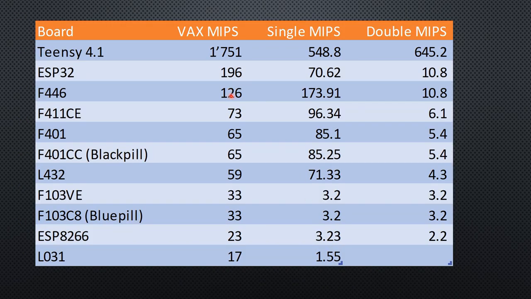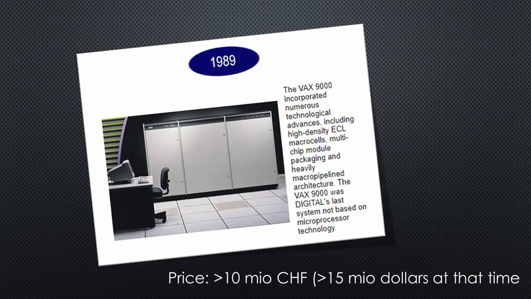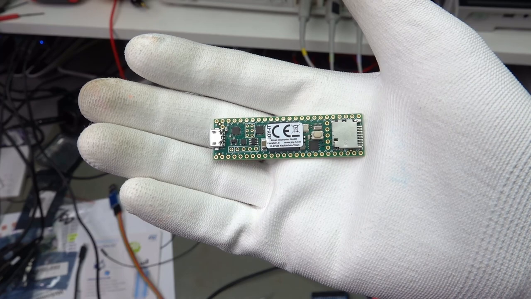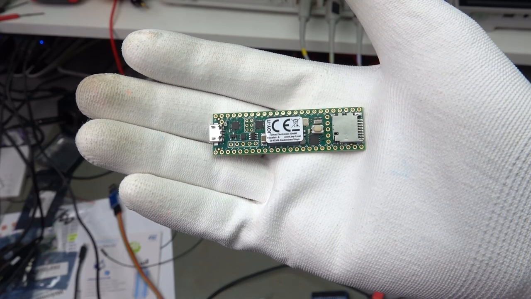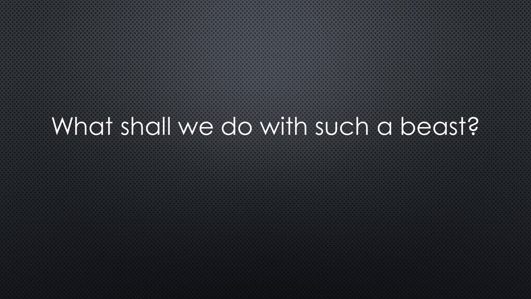For integers, it has nearly 10 times more VAX MIPS than the fastest F446. And for double precision, it is unbelievable, 60 times faster than the F446 or the ESP32. What a surprise! Ken Olsen would be pleased to see such a small bugger, if he would still be alive. And now, you probably understand why I do not want to sell hardware anymore. The most expensive VAX 9000 I sold cost 10 million Swiss francs and was much slower than this Teensy for $30. The only remaining question is, what is the application for such a beast?